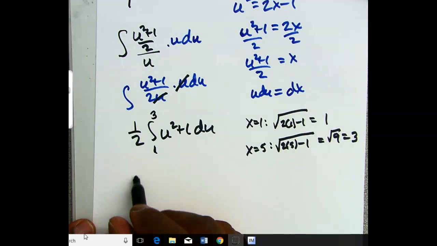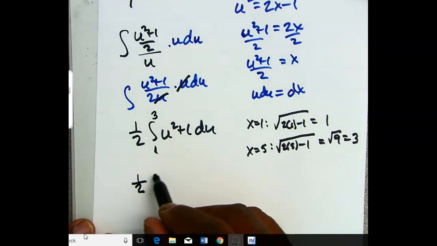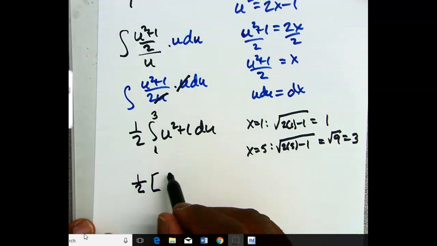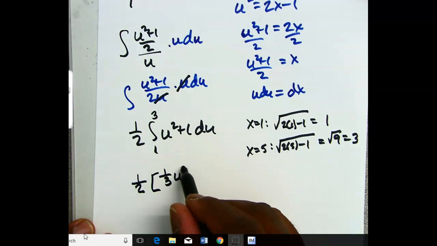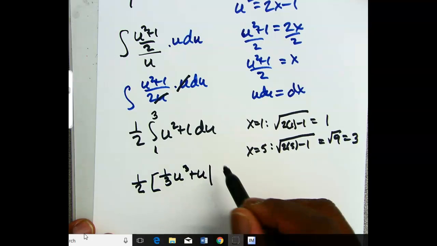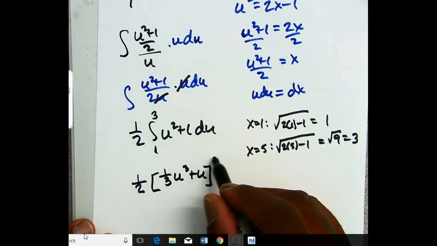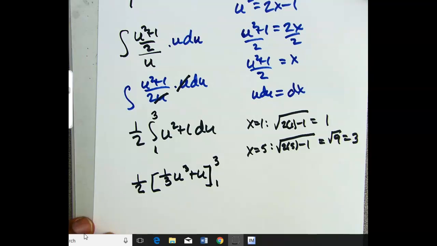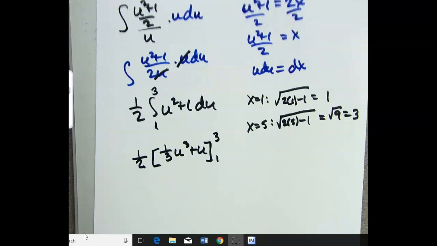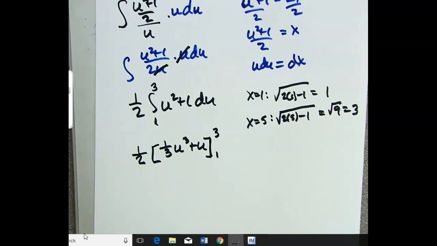Okay? So now we go through regularly, so we have 1/2, and the integral of u squared plus 1 is 1/3 u cubed plus u. And we're going to evaluate that at 3 and at 1 instead of 5 and 1. Now, if we wanted to back substitute, we very well could back substitute and keep it as 1 to 5. But I think in this case, it's easier if we just leave our limits in terms of u.